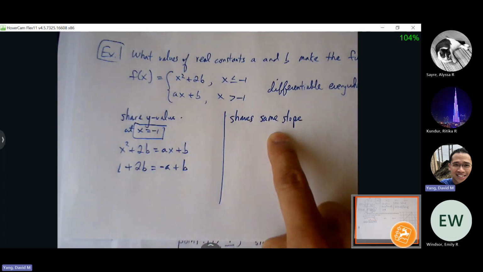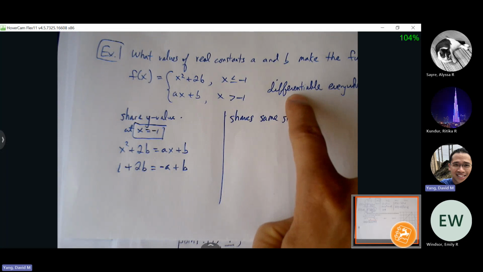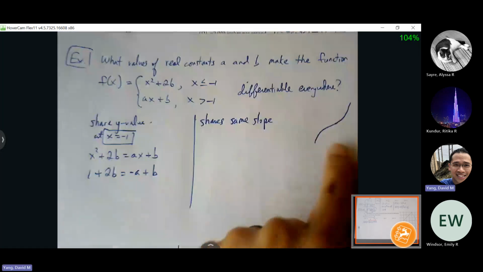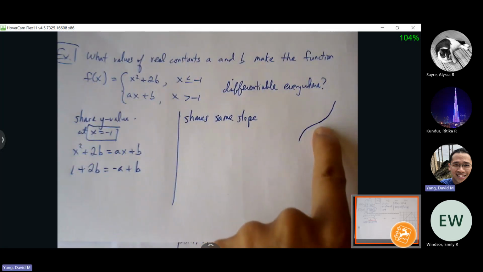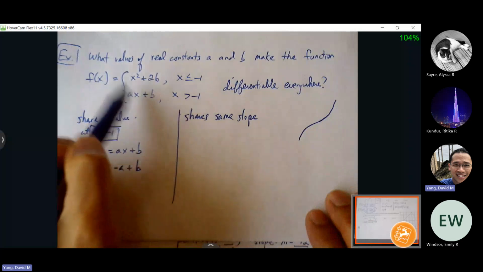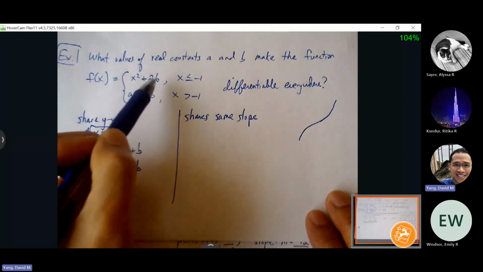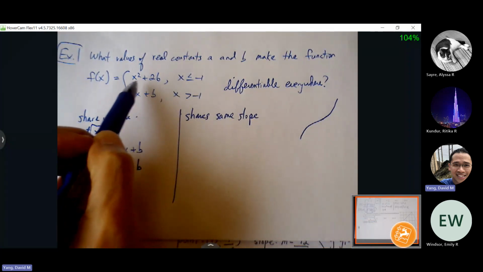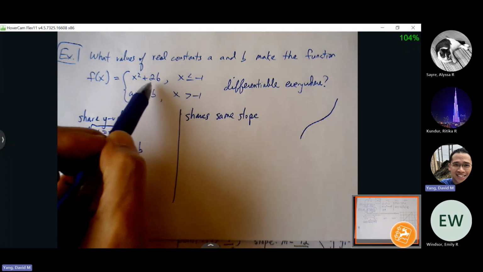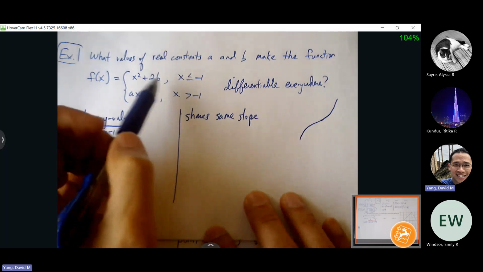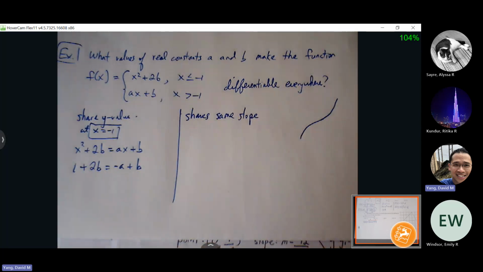They must share the same slope as well. Because of the word differentiable, these two graphs at -1 not only are going to connect, they're going to connect in a way where there's a smooth transition from one graph to the next, not a sudden sharp turn. So if they share the same slope, what can we set equal to each other? The derivatives, right? Now, when you find the derivative, think of a and b as numbers. Imagine this is x squared plus 2 times 3, and then 5x plus 6, something like that. So keep in mind that a's and b's are numbers and not variables.